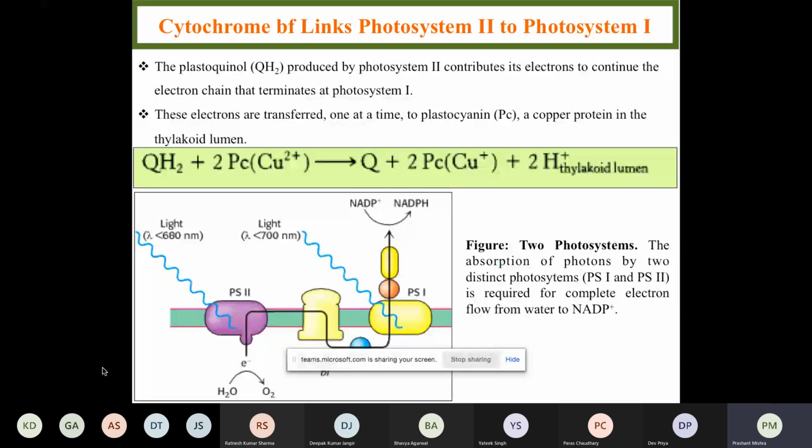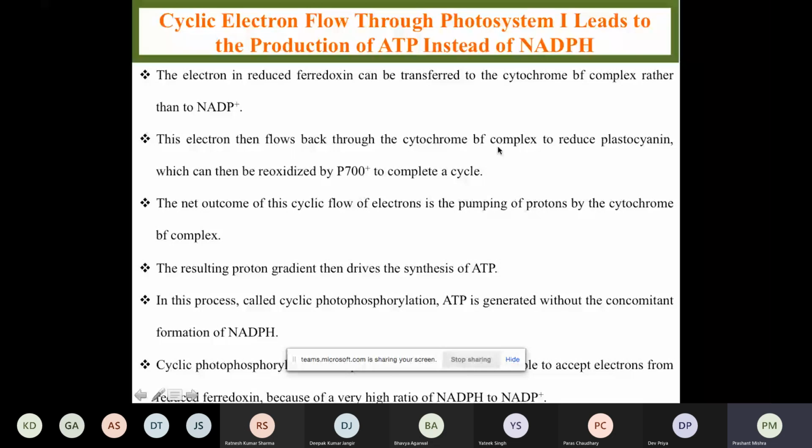So you have seen all these things. We have to switch to cyclic electron flow. You have learned how cyclic electron flow happens. Electron flows back through the cytochrome b6f complex, reduces PC, which can then be reoxidized by P700+ to complete a cycle. The net outcome of cyclic flow of electrons is the pumping of protons by the cytochrome b6f complex, and the resultant proton gradient will synthesize ATP. This process is called cyclic photophosphorylation, as you have seen, because it is not acyclic or non-cyclic. ATP is generated without concomitant formation of NADPH.